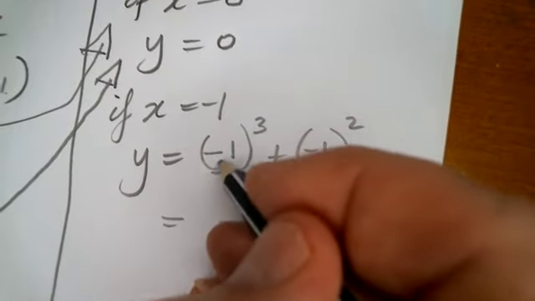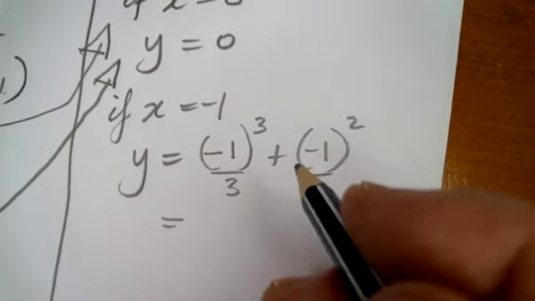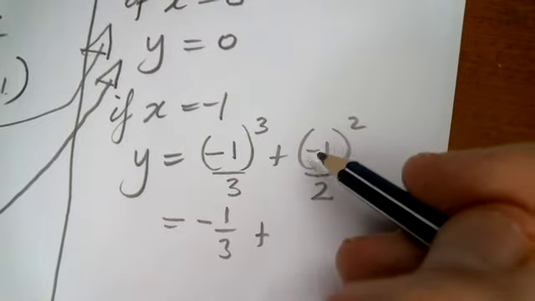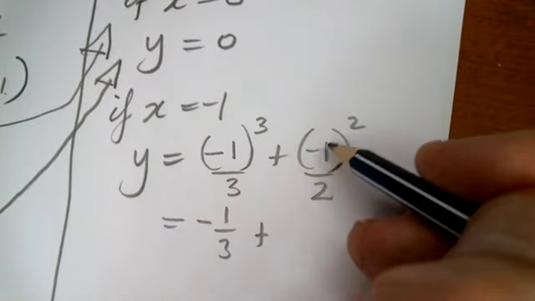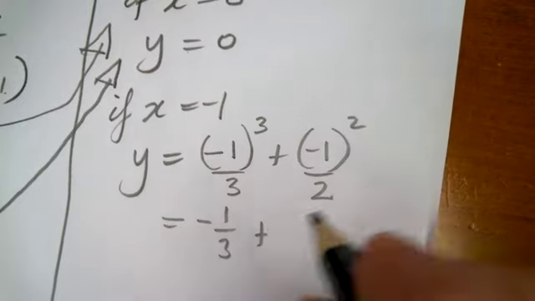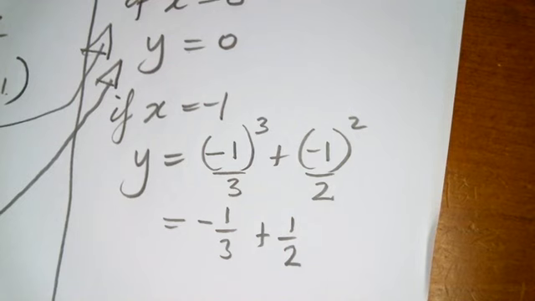Well, -1 cubed is going to be -1. So this is going to be -1/3 plus, well, a half. -1 squared is 1, so it's going to be 1/2. So really it's -1/3 plus a half.